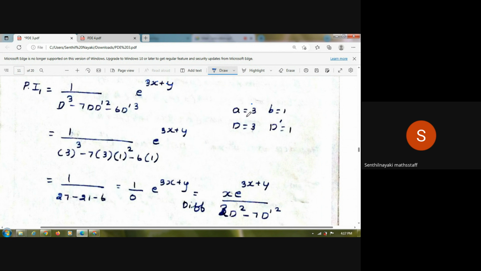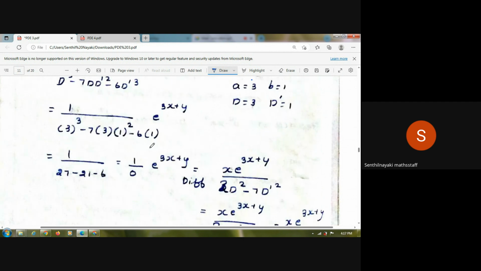So here we can simply replace D by the value of a and D dash by the value of b. Then we get D cube means 3 cube minus 7, 3 into 1 square minus 6. After simplifying, we get the denominator is 0 because 27 minus 21 minus 6, then the denominator is 0. So in this case, we have to multiply the numerator by x and differentiate the denominator with respect to D.